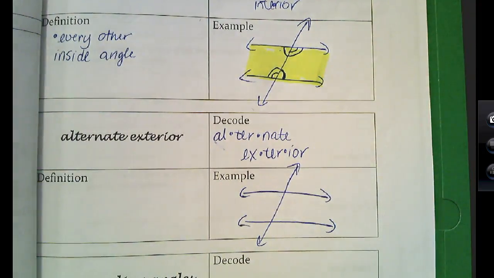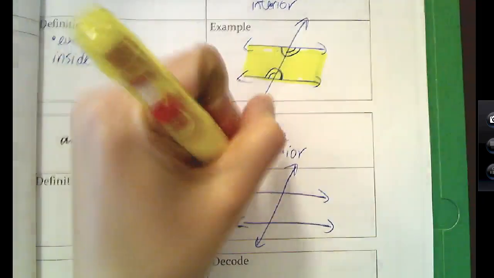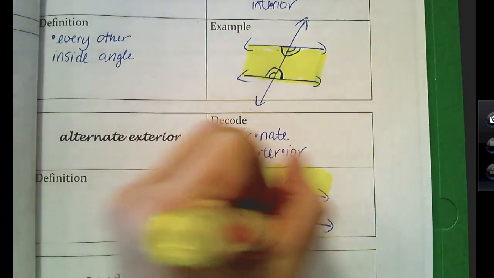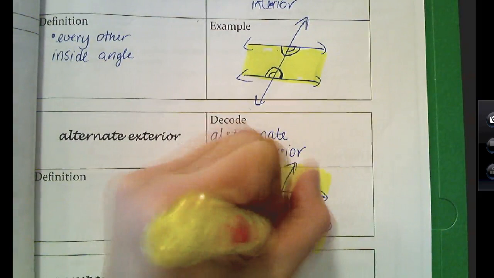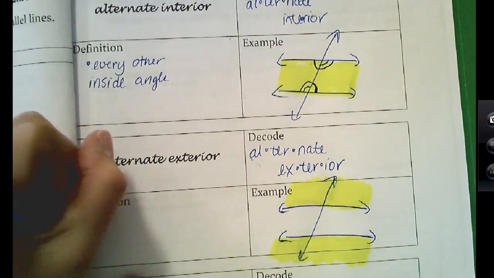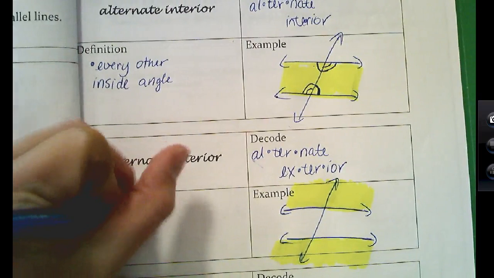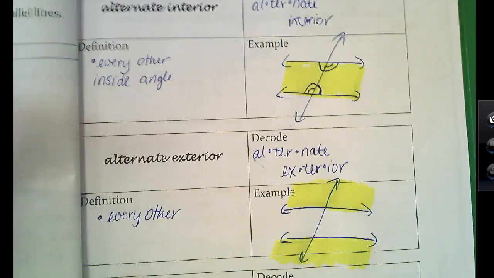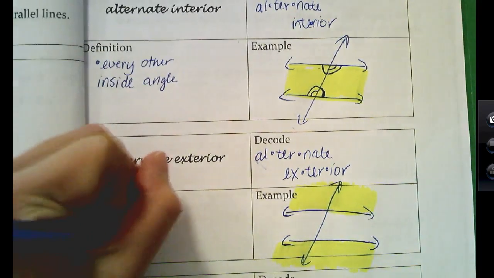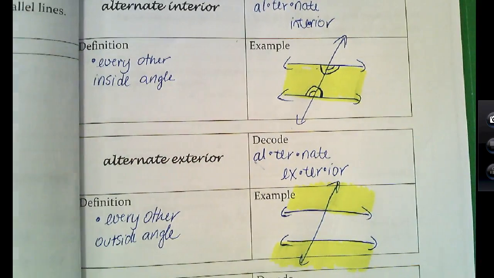And this time, because of the word exterior, we're looking outside of our parallel lines. So we're looking at these angles outside. So I'm highlighting them in yellow here. So we're only looking at that region outside. So we're still alternating. So we're still doing every other. So go ahead and write every other. But this time it's every other outside angle.